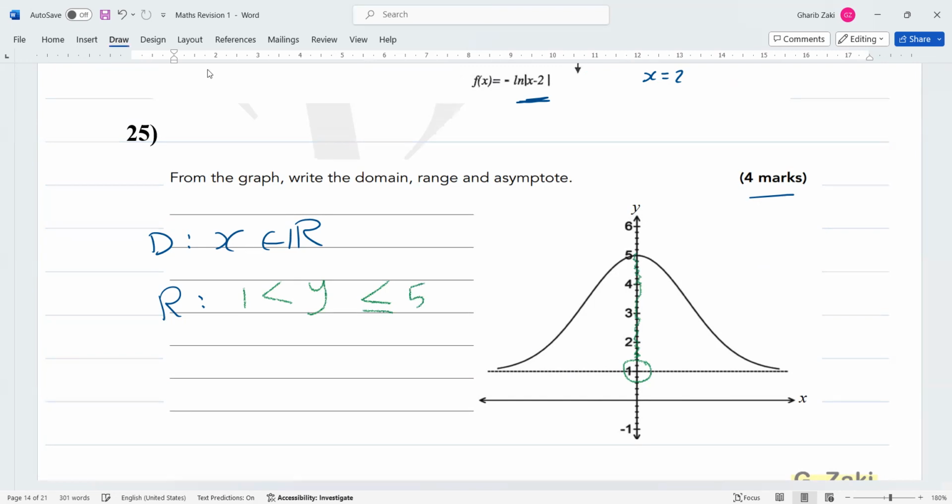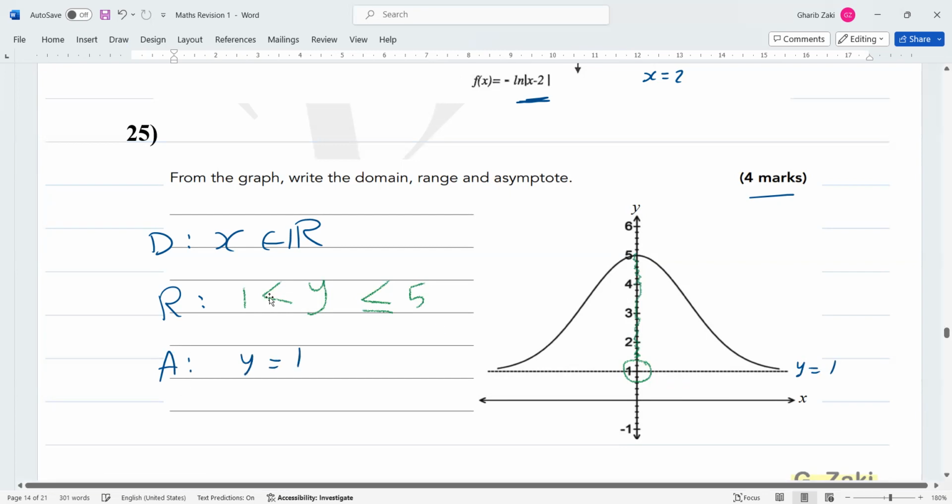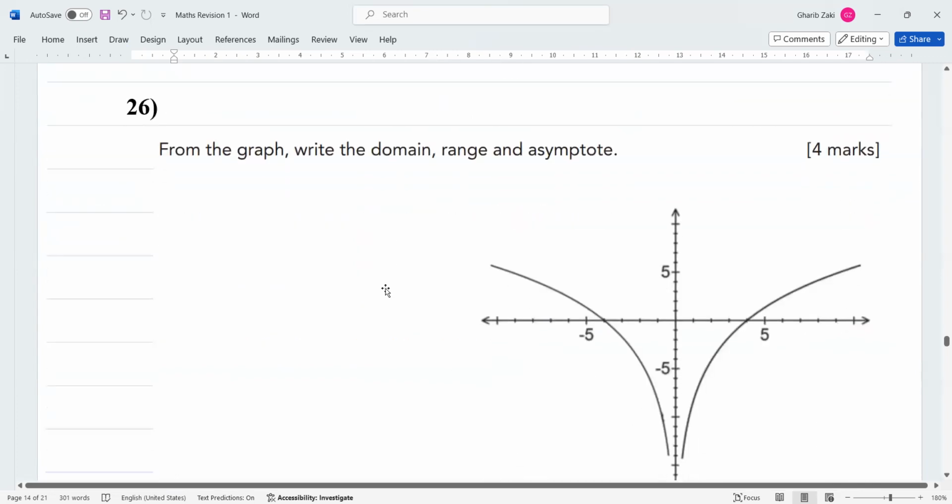Now, what about the asymptote? The asymptote, it is a horizontal asymptote. So y equals 1. So the asymptote is y equals 1. Okay? Now, next, okay?